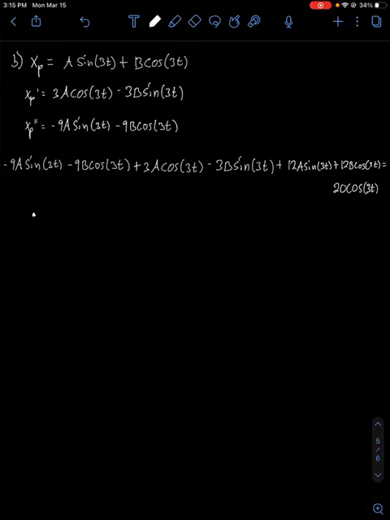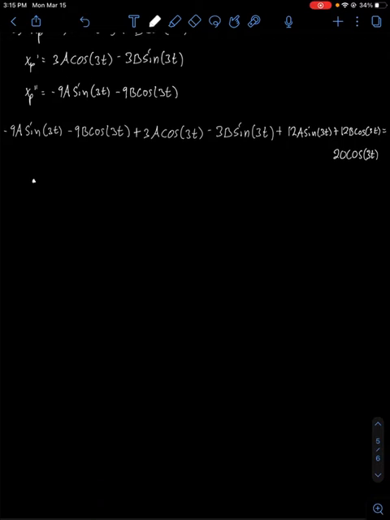I'm going to do the grouping part in my head because I don't want to have to rewrite this whole thing and waste time. So we'll count out which terms we have. We have a sine of 3t term here, a sine of 3t term here, and a sine of 3t term here, and no sine of 3t term in the right-hand side. So basically we're going to have minus 9a minus 3b plus 12a, which is 3a minus 3b equal to 0. Minus 3a minus 3b equal to 0, which therefore means a is equal to b.